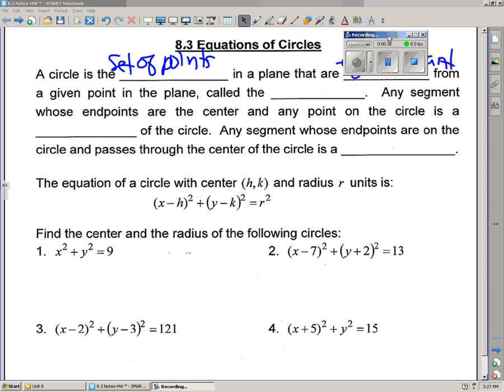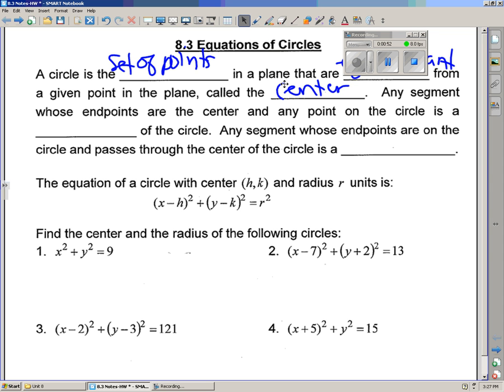That given point that we're talking about being in the plane is called the center of the circle. This should make sense to you automatically why this is a locus, because locus is just a set of all points. So if we've got one point, we know that we're making a circle. What we're going to talk about is how we find the equations of circles.